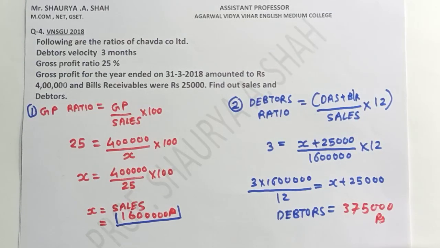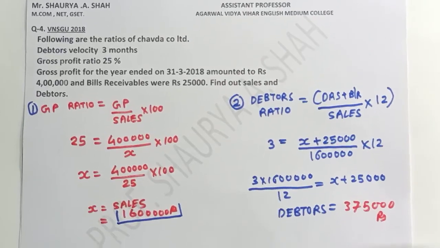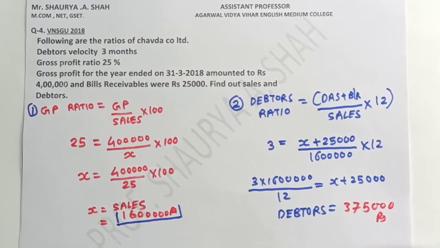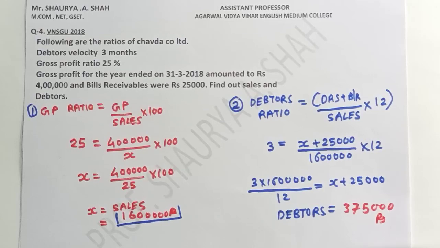So what is asked in your sum, students? The first is your sales, second is your debtors. I suppose everyone is clear with this part. Fine. So this was your students VNSGU 2018, asked for 3 marks in the 50 marks exam of your university. Just go through it once again.